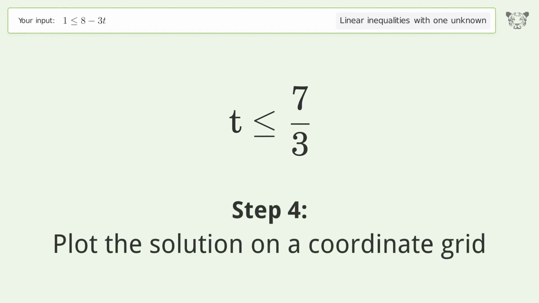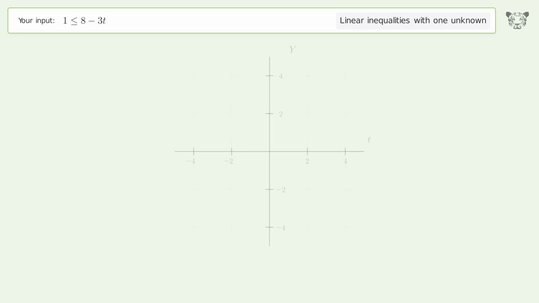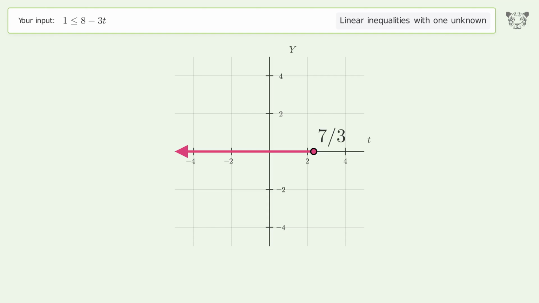Plot the solution on a coordinate grid. And so the final result is t equal or smaller than 7 over 3 equal or smaller than 21 over 3.